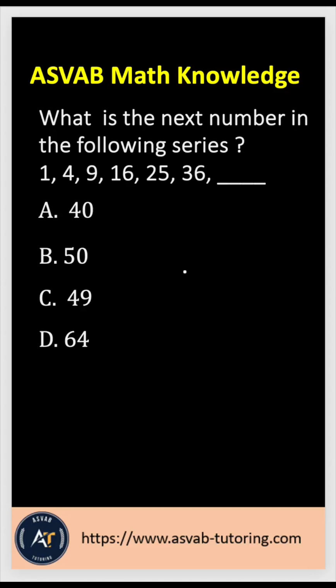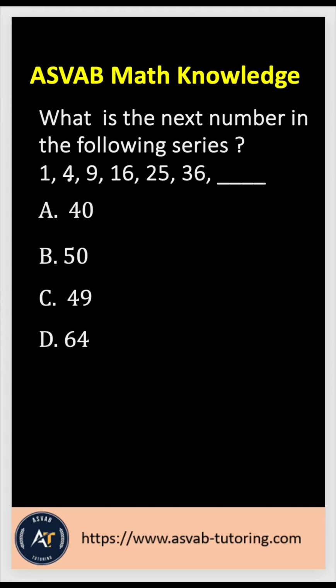Let's practice another very important question you might see on your actual ASVAB test. The question says, what is the next number in the following series? The numbers are 1, 4, 9, 16, 25, 36. When you deal with any kind of series related problem, make sure that you use all different ways to get the next number. If you get it one way, you might not get the correct answer.